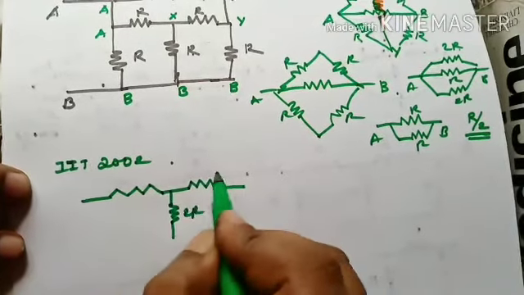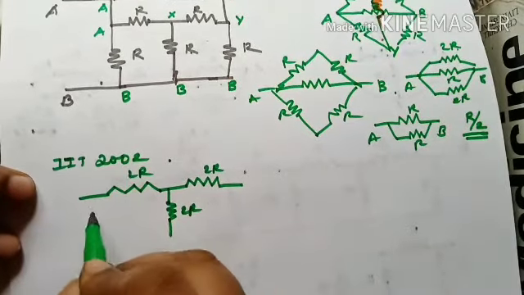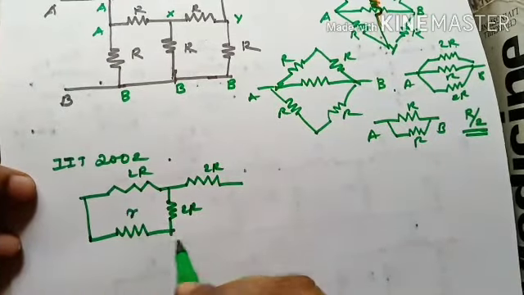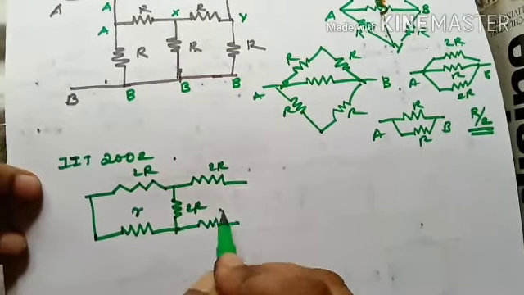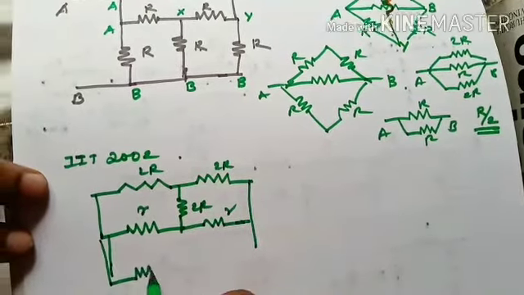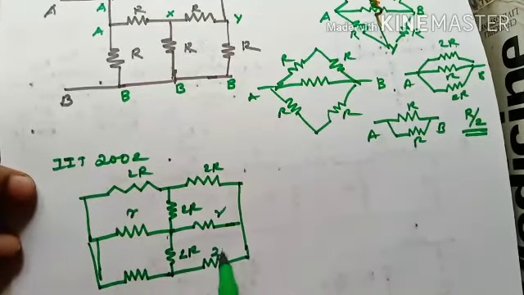It's 2R, 2R. See guys, I might not be drawing it beautifully because we have a time constraint. So this is R, this is also R. Alright, this is... oh, I'm cursing like anything. Okay, this is 2R, this is 2R.